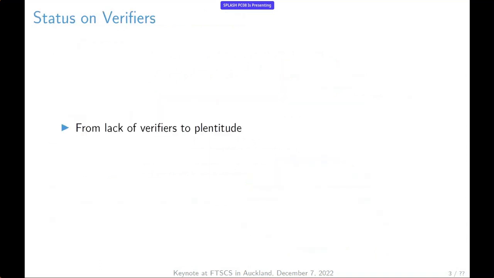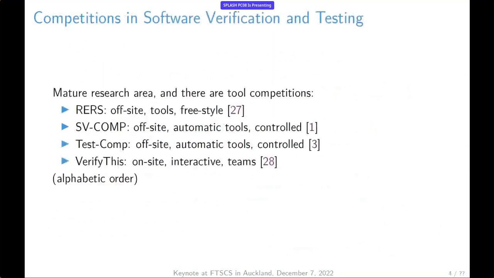And what is the status on verifiers? So 20 years ago we had a lack of verifiers. We had actually only 3: BLAST, SLAM, and so on. But now currently we have an abundance of verification tools. So I just counted them over the last 10 years, 76 tools for Java and C verification were developed. 76, right? And so I want to talk a little bit about this first.